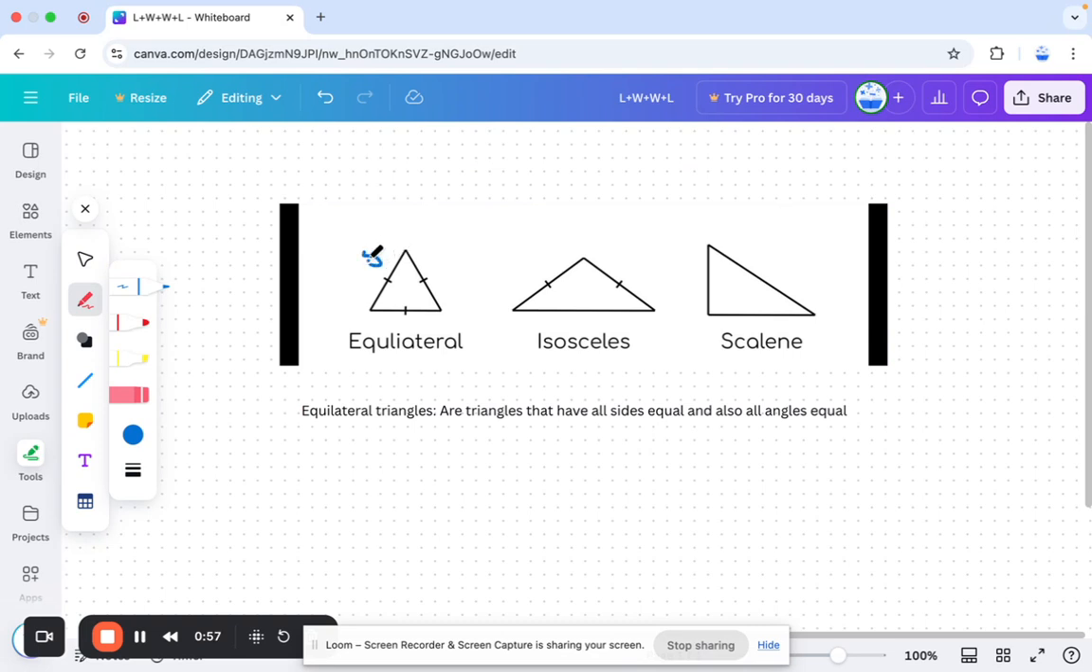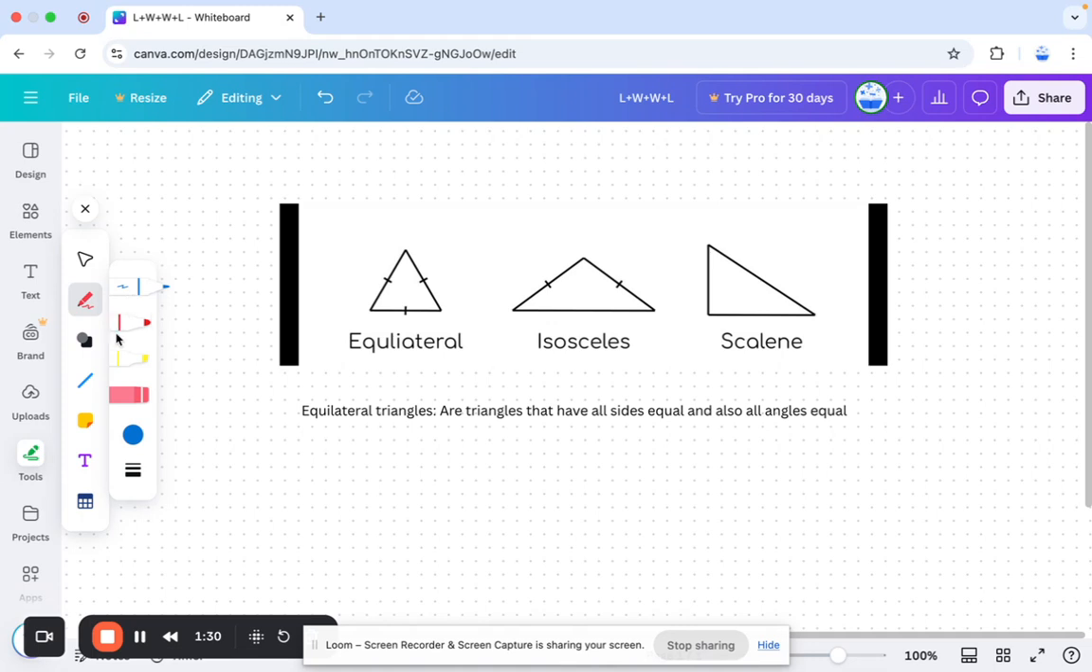So if this side was 8, this side would have to be 8, and this side would have to be 8. If this was 60 degrees, the others would also have to be 60. So, that's what an equilateral triangle is. And if you don't know the degrees part, go check out the video about it. It's in the channel. Just search it up, you'll find it. Okay. So that's what an equilateral triangle is.